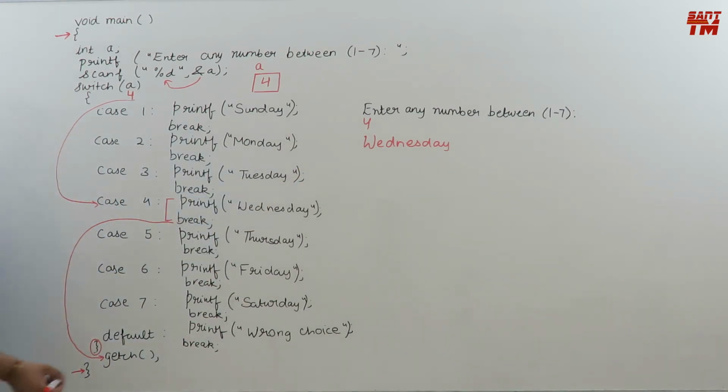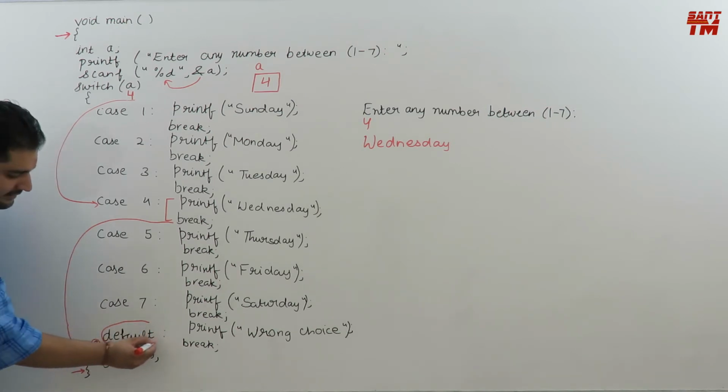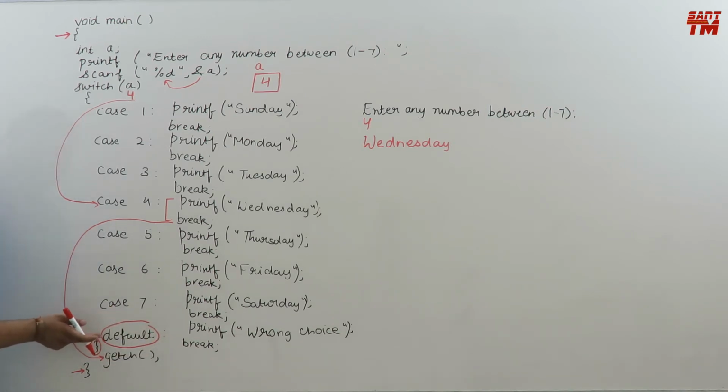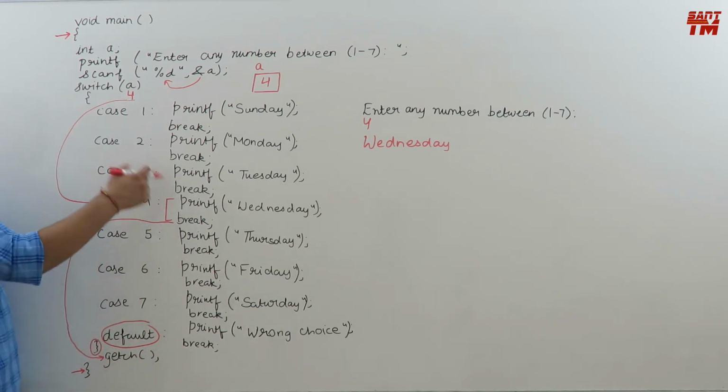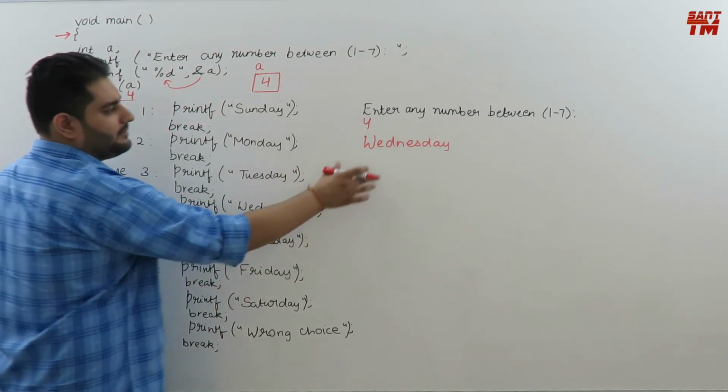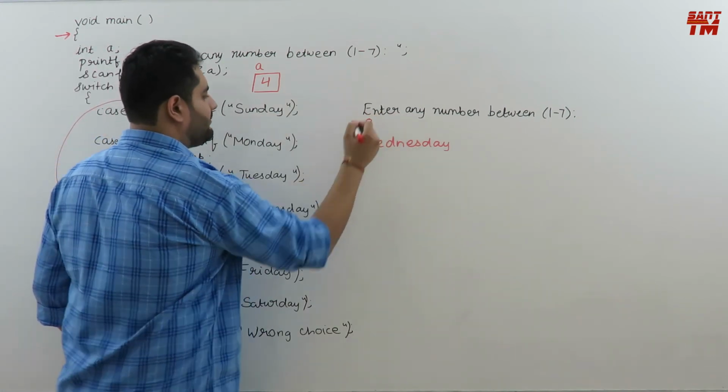Now let me tell you the use of this default case. After case 7, I have one more case. The name of that case is default. Now, what is default? Default is just like else in your ladder if construct. In the ladder if we had if, else if, else if, else if. There were conditions with all the else ifs, and in the last we had the else. When no condition was satisfied, we went to else. Similarly, in switch case, when no case is satisfied, we move to default. Suppose I enter a number between 1 to 7, but if I enter 8, then what will happen?